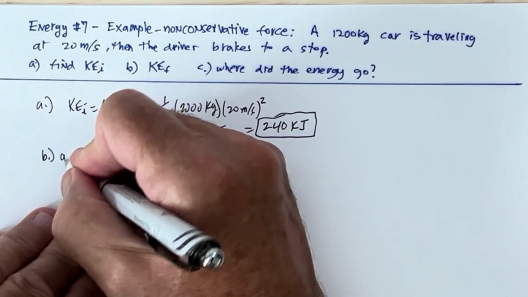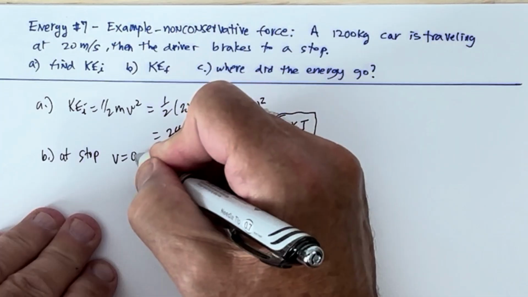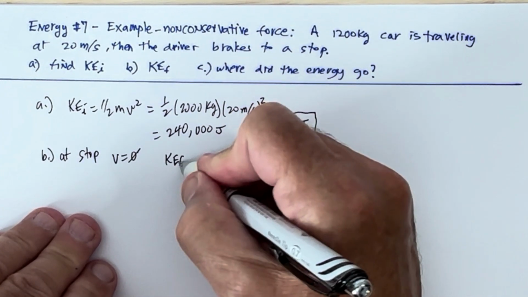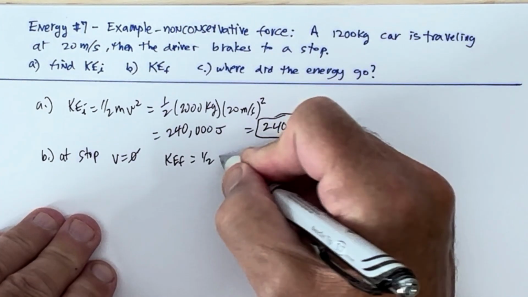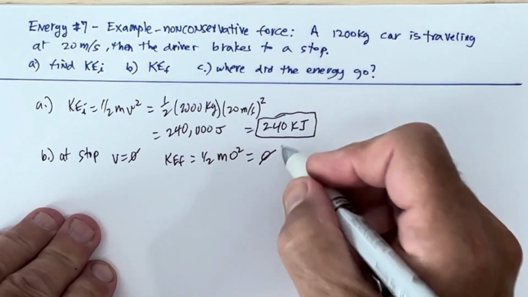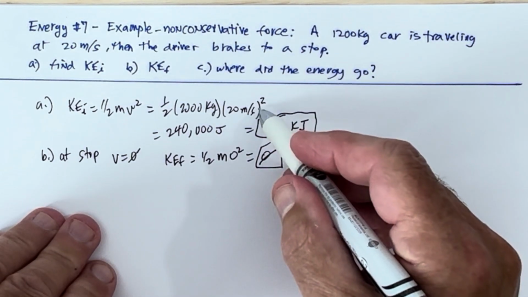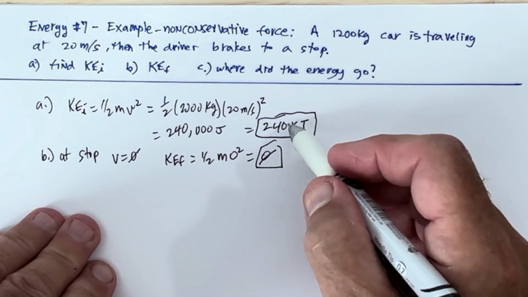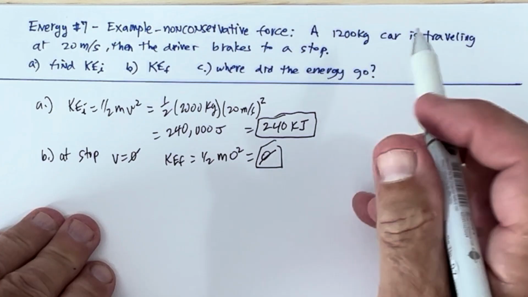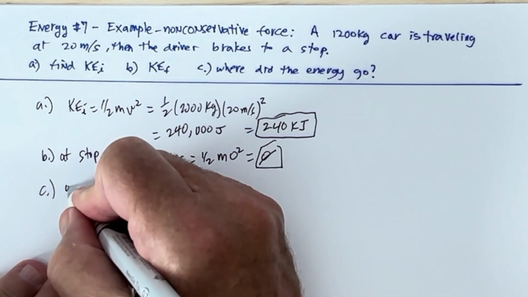Now, when we stop, the velocity is equal to 0, right? So the kinetic energy final is equal to 1/2 m times 0 squared. So we know that's just 0. So when we stop the car, there's 0 kinetic energy. So we've gone from 240 kilojoules, which is quite a lot, to 0. All right, if we're on a flat surface, our potential energy hasn't changed. So where did the energy go?